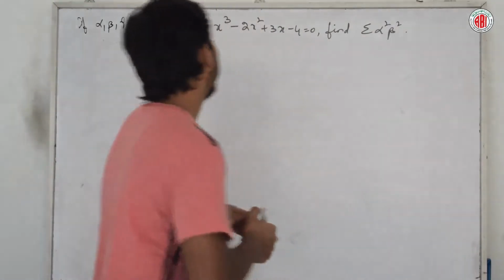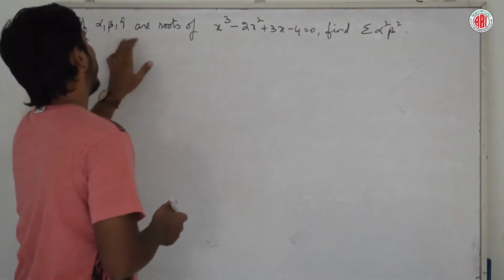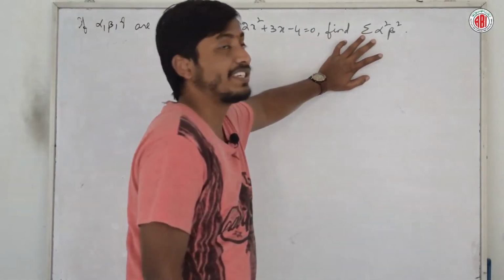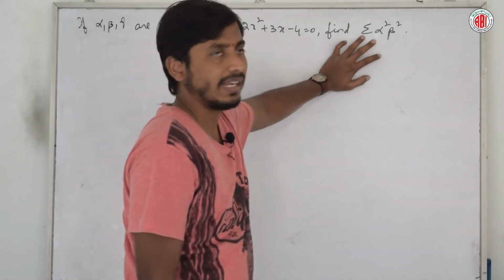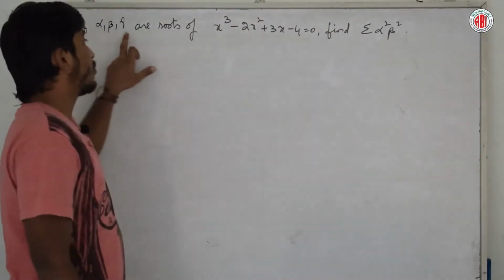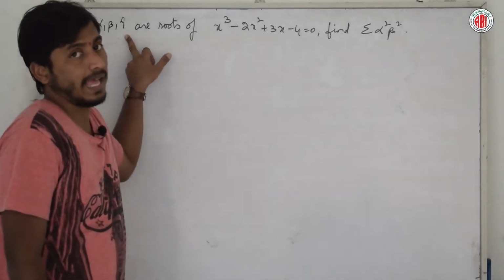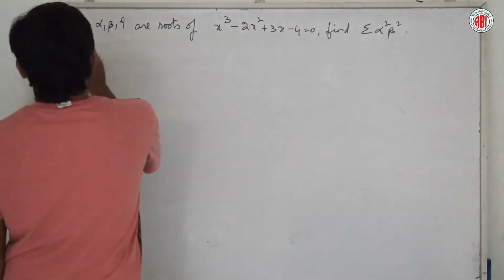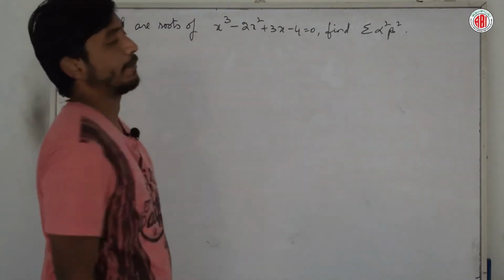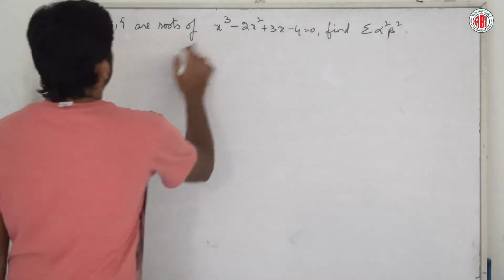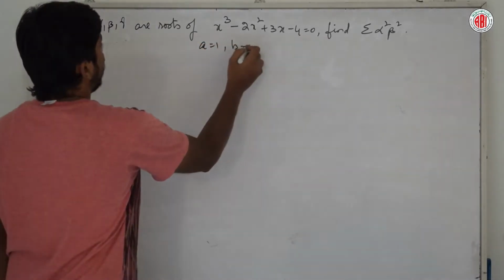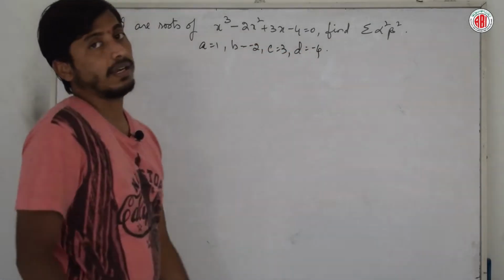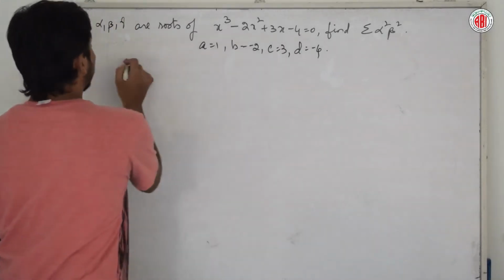See here. The question is: if alpha, beta, gamma are the roots of this particular polynomial, then find summation alpha square beta square. There is no root given here, they just gave alpha, beta, gamma. So first let me write S1, S2 and S3. First, A is equal to 1, B is equal to minus 2, C is 3 and D is minus 4. So what is S1?